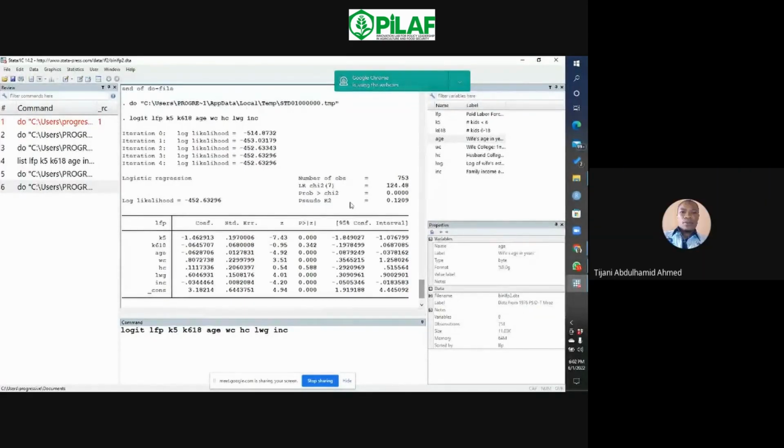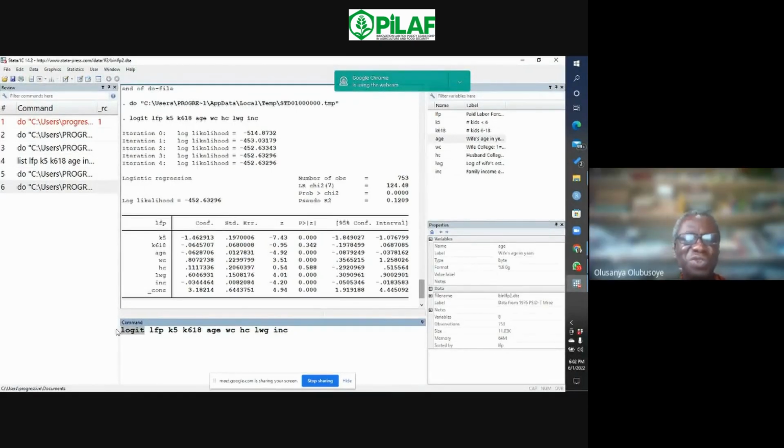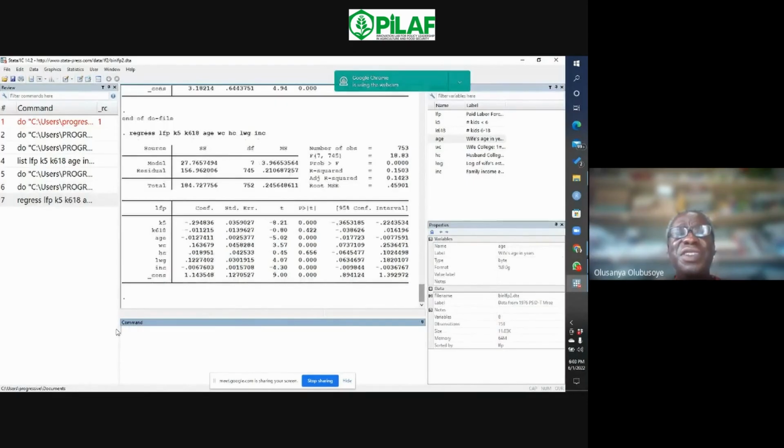Yes, Prof. Sorry, sir. I want to ask, instead of typing logit in the command window, what if somebody just types regress LFP K5 K618? Would the result be the same? How will it be the same? You use regress when your dependent variable is continuous, when you are doing the linear regression model. If you use regress now, you can even try it yourself. The result cannot be the same.